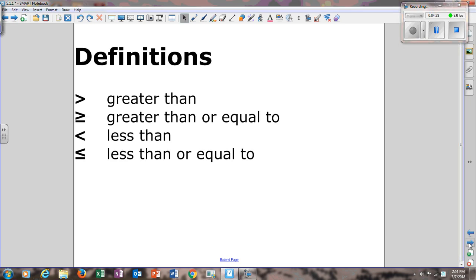Definitions. If you see just the caret that's pointing right, it means that it is greater than. You see the caret pointing right with the line under it, it's greater than or equal to. Caret pointing left is less than, and left with the line under it is less than or equal to. Pretty simple. You should all know those.